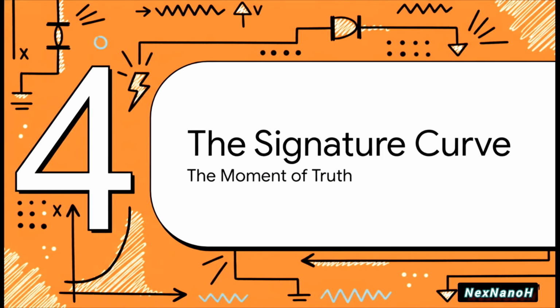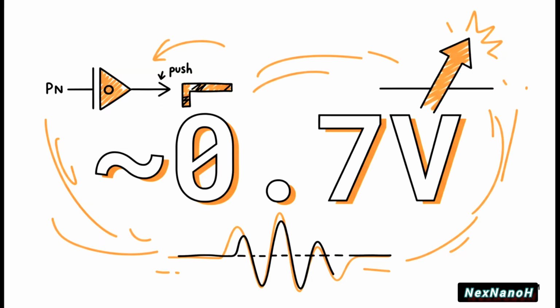And this brings us to the signature curve, this single graph. This is the moment of truth. It's going to tell us everything we need to know about our diode's performance. For a standard silicon diode, there's a magic number, about 0.7 volts. This is the tipping point. It's the exact amount of push needed to overcome that internal barrier we just saw.